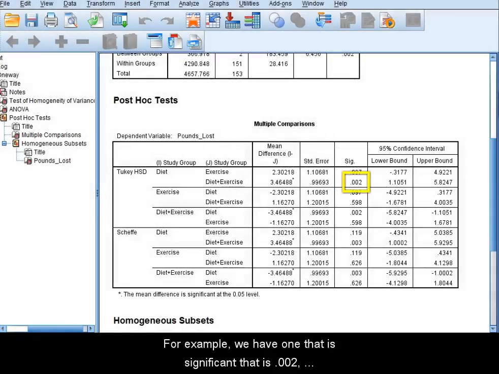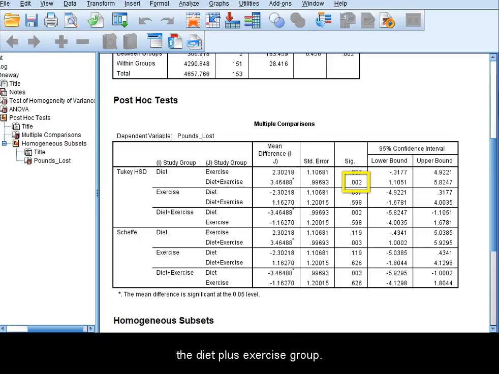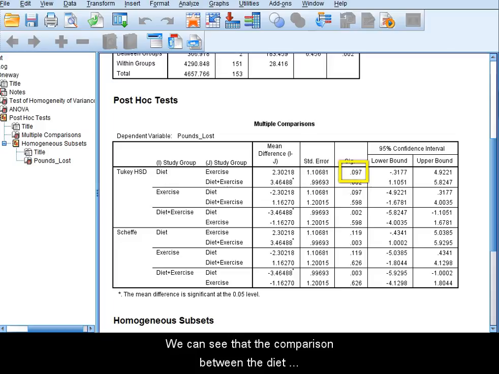For example, we have one that is significant that is 0.002. And this is the comparison between the diet group and the diet plus exercise group. We can see that the comparison between the diet group and the exercise group was not statistically significant. And neither was the comparison between the exercise group and the diet plus exercise group. Those p-values are greater than 0.05.